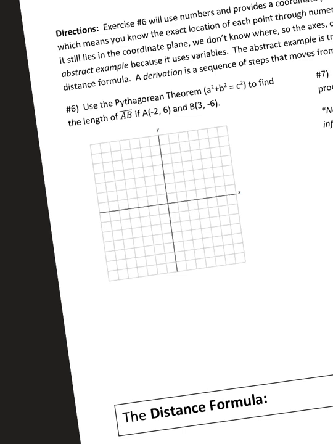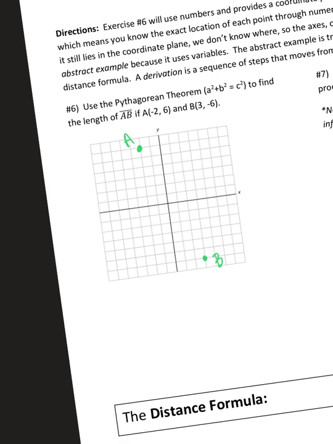It says use the Pythagorean theorem, a squared plus b squared equals c squared, to find the length of segment AB if A is at negative 2, 6 and B is at 3, negative 6. So let's go ahead and plot those points. So A is at negative 2, 6. Okay, and B is at 3, negative 6.